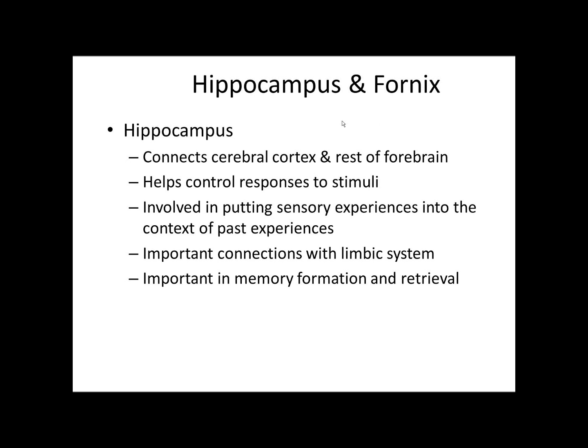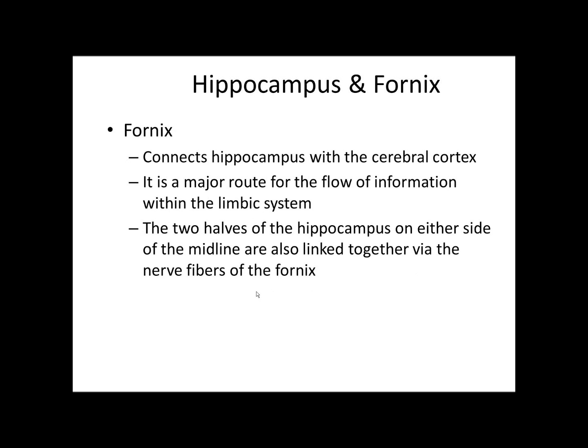The hippocampus and the fornix, we already talked about the hippocampus to some extent. This connects the cerebral cortex and the rest of the forebrain. We have control of response to stimuli. We have sensory experiences put into the context of past experiences, important connections with the limbic system. It's important in memory formation and retrieval and other functions as well. The fornix connects the hippocampus with the cerebral cortex. It's a major route for the flow of information within the limbic system, and the two halves of the hippocampus on either side of the midline are also linked together via the nerve fibers of the fornix.